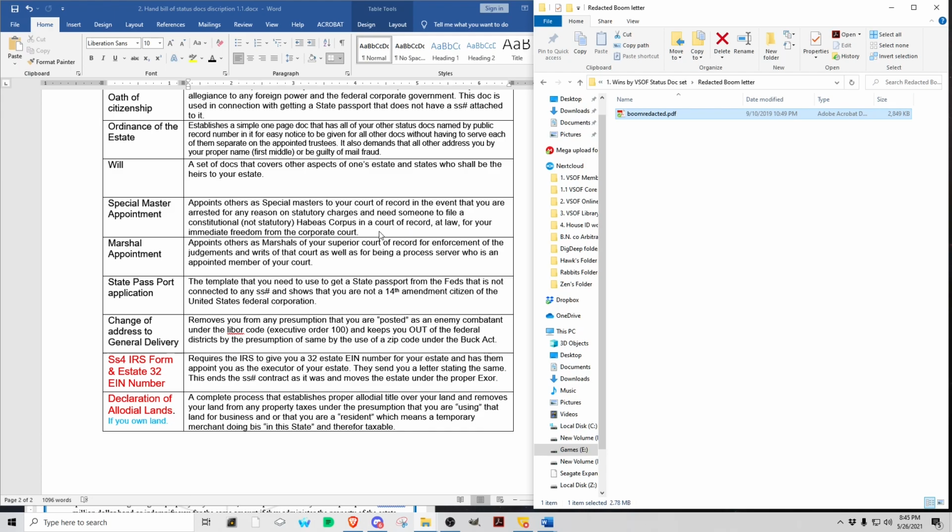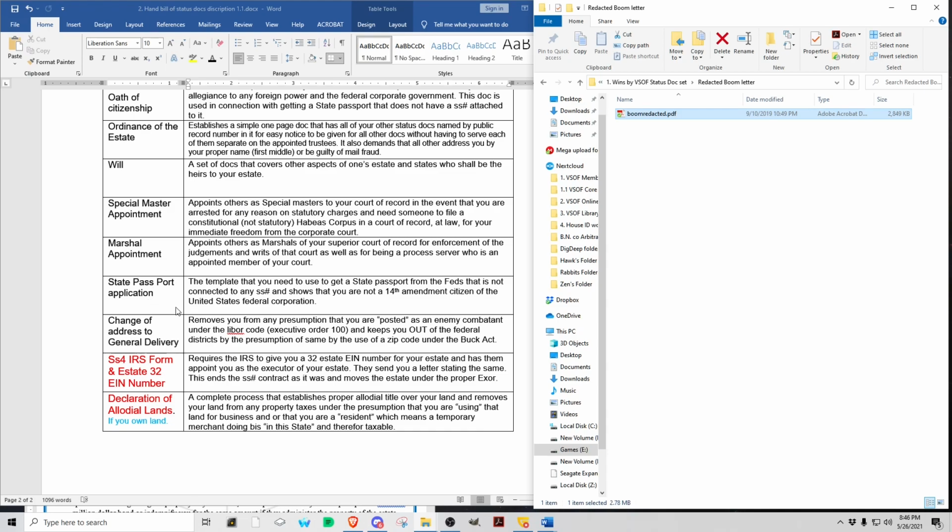are arrested for any reason on statutory charges and need someone to file a constitutional, not statutory, habeas corpus in a court of record at law for your immediate freedom from the corporate court and the jail that is attached thereto. Marshal appointment appoints others as marshals of your superior court of record for enforcement of the judgments and writs of that court, as well as for being a process server who is an appointed member of your court. Special masters can also process serve, because anybody over the age of 18 can process serve.